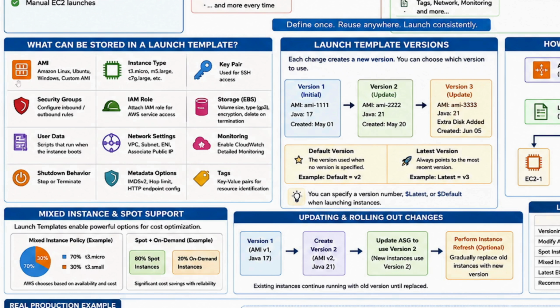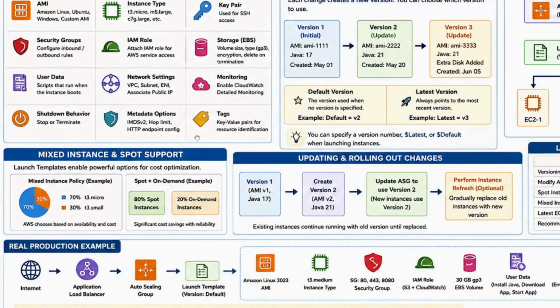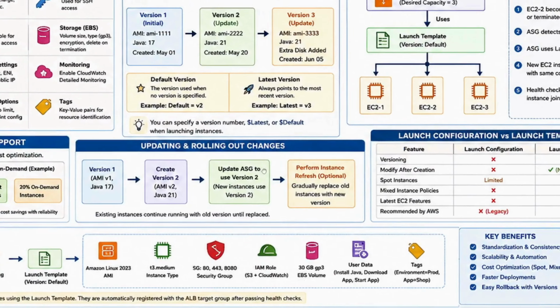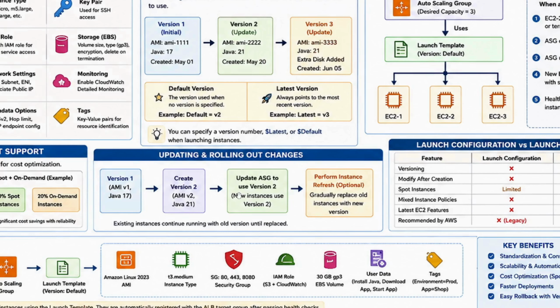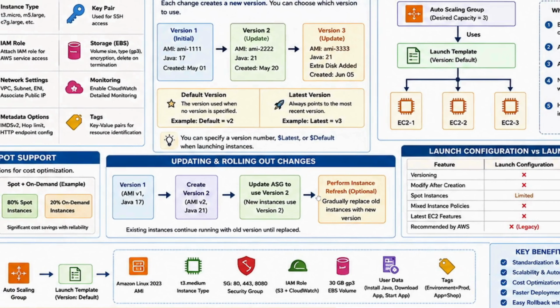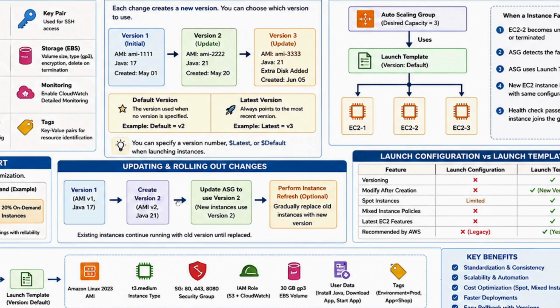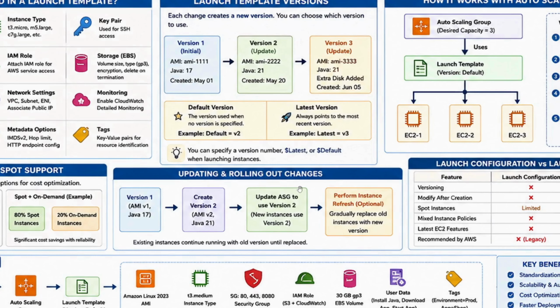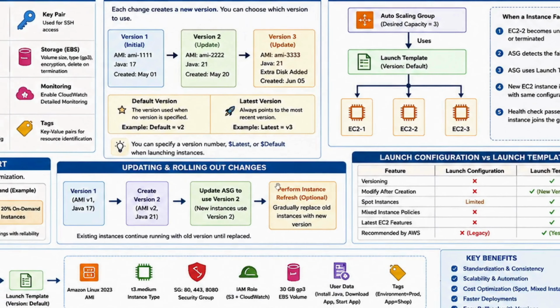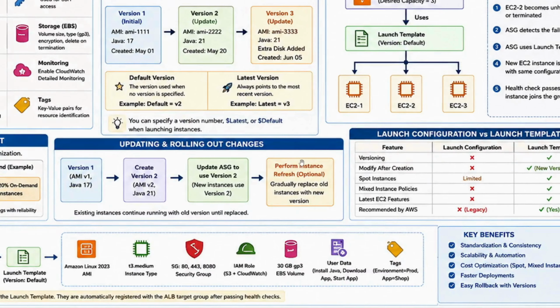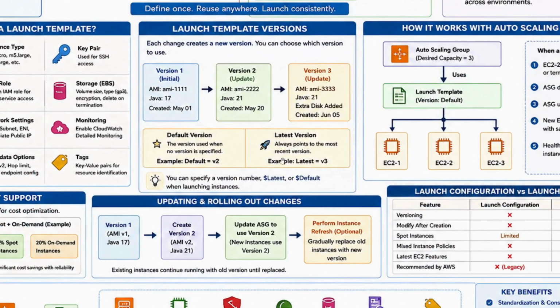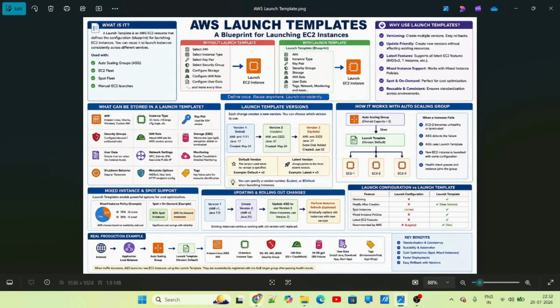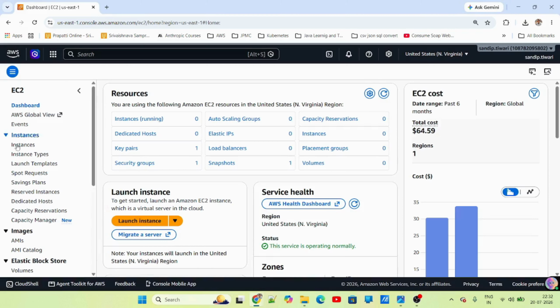And what can be stored? It's basically a lot of information like AMI, instance type, key pair, storage, user data, etc. Where it is being used, like in the ASG, etc., where ASG will have a separate video. In that, we will explain how ASG is using this launch template. But for now, it's just how do you create the launch template. This video is all about that. Okay, so let's start and let's look into how we actually create the launch template.